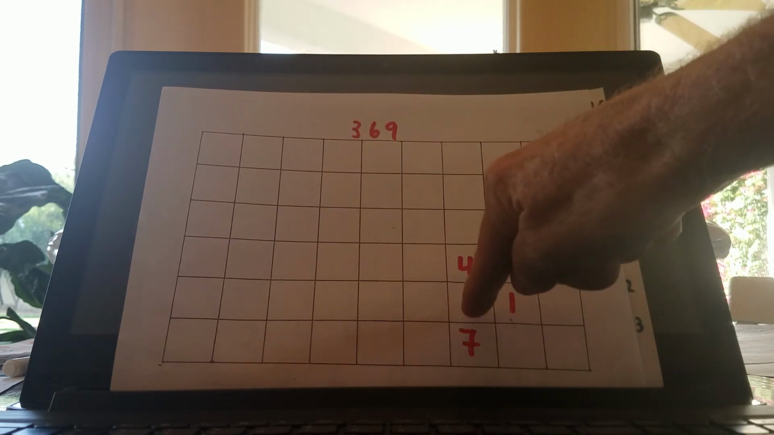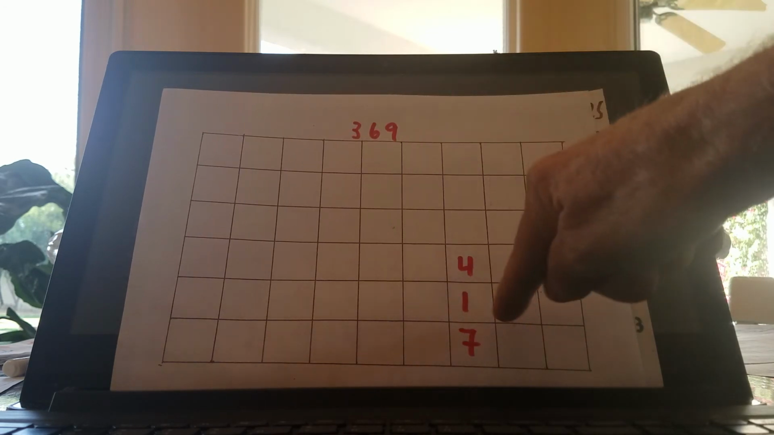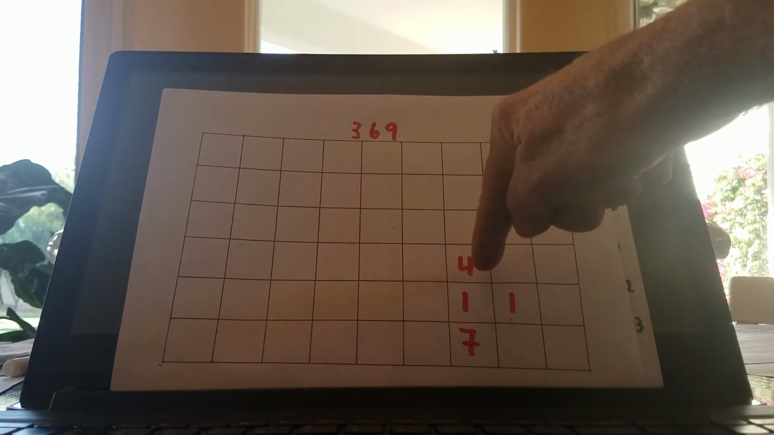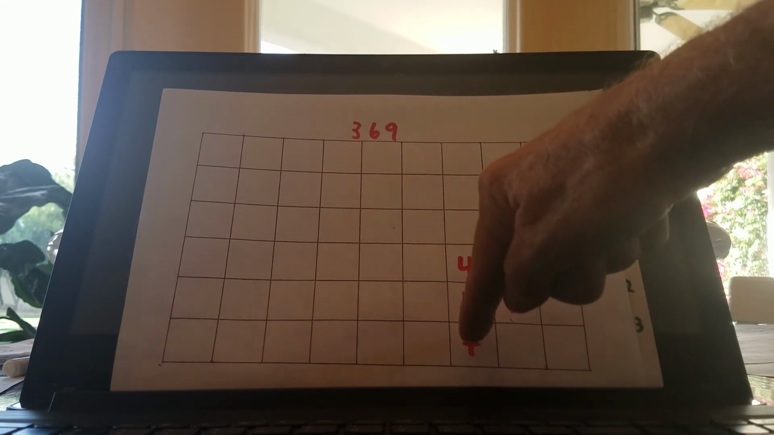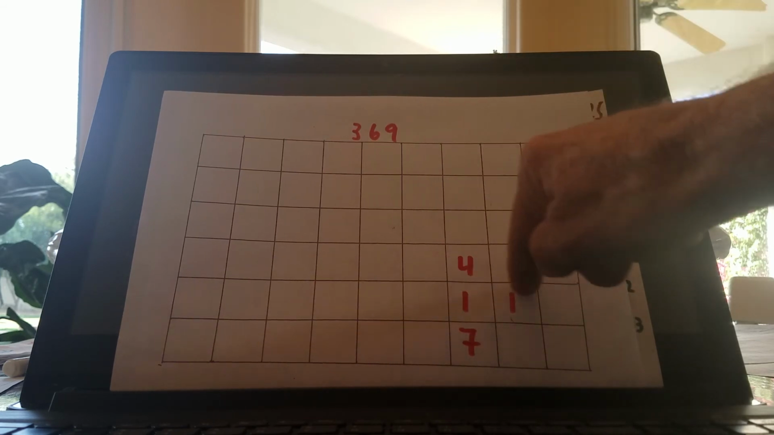4 and 1, 7 and 1 is 4 is 3, 1 and 1 and 4 is 6, and 7 and 1 and 1 is 9.